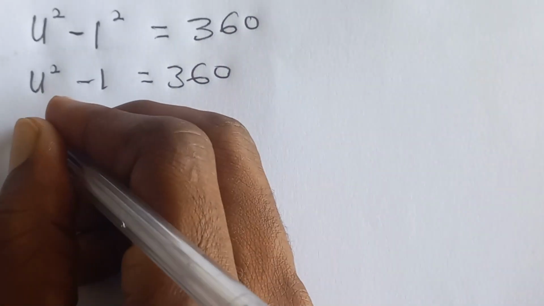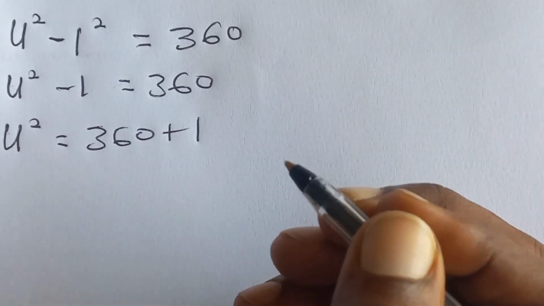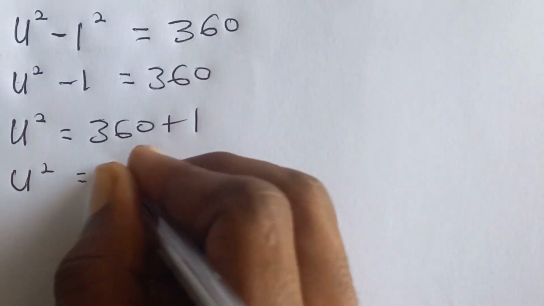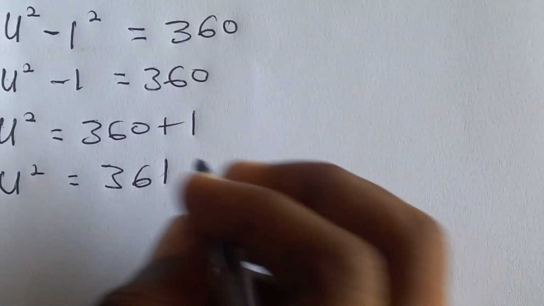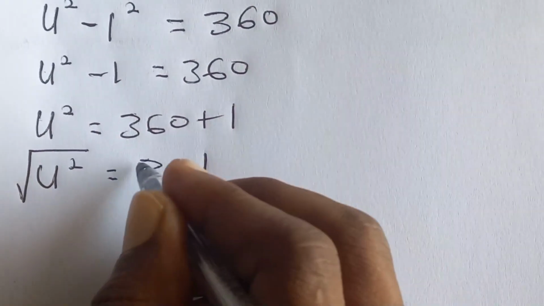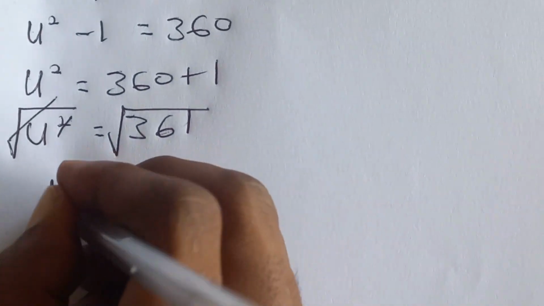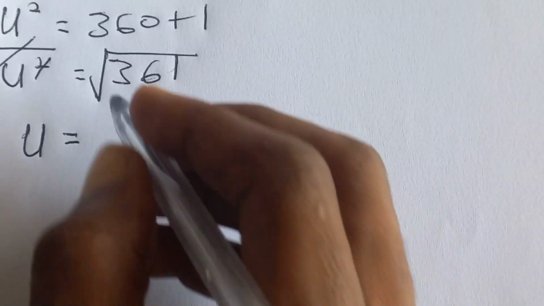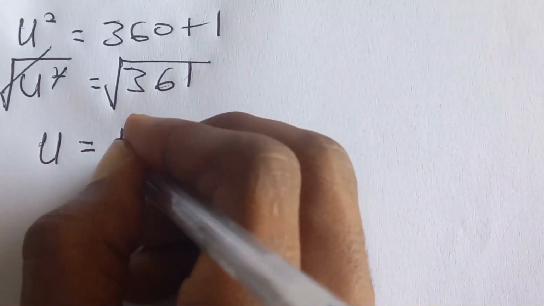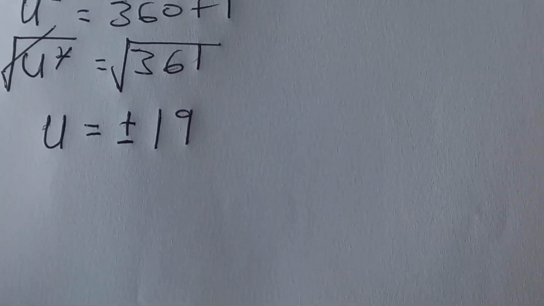So we can say that u squared is equal to 360 plus 1. So we have u squared is equal to 361. Okay, so we take the square root of both sides. So we have u is equal to the square root of 361, which is plus or minus 19.